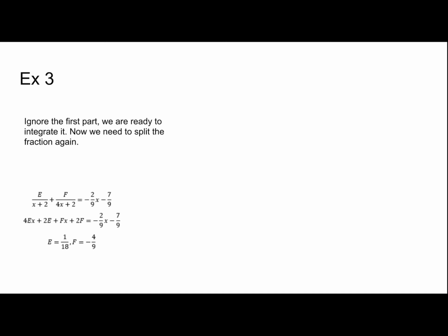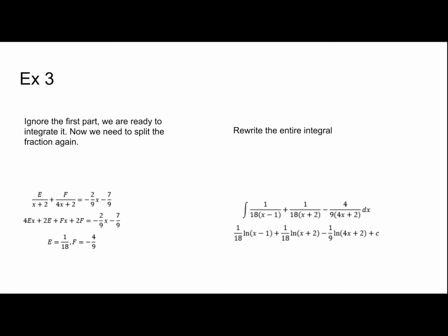So we're going to follow the exact same process. Cross multiply. We get our two equations. 4ex plus 2e plus fx plus 2f equals negative 2 over 9x minus 7 over 9. Into your graphics calculator gives you e equals 1 over 18, f equals negative 4 over 9. And now you rewrite your integral again. So now you have your e and your f. You're going to rewrite your integral. You will get this big chunk.